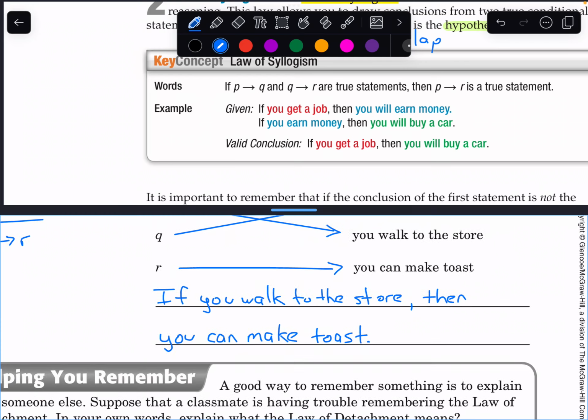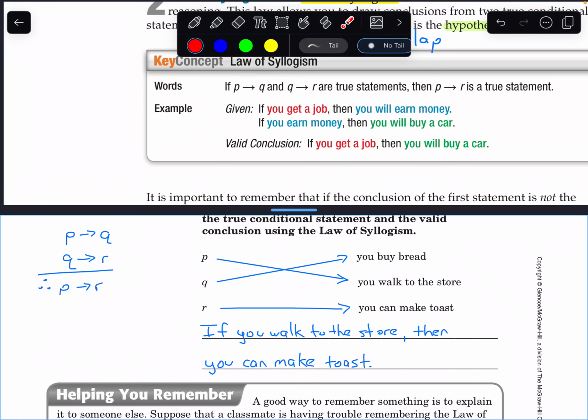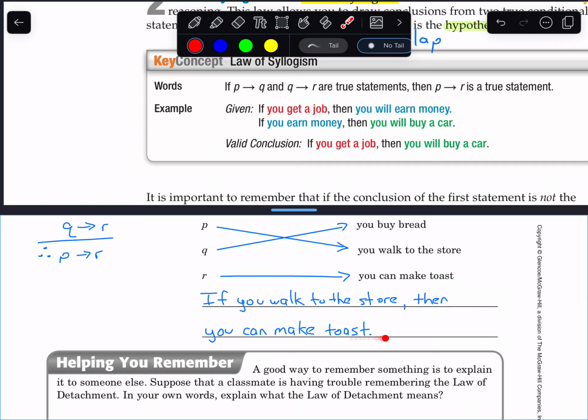Now, part of the magic of the law of syllogism is that we know the conclusion is true because we know the middle steps that we've eliminated. Somebody else might not know that. If you just tell somebody, hey, if you walk to the store, then you can make toast, they might look at you a little funny. Well, how do you know that? Ah, well, if you walk to the store, you could buy bread. And once you buy bread, then you can make toast. You fill in the missing links for them and now they can follow along.